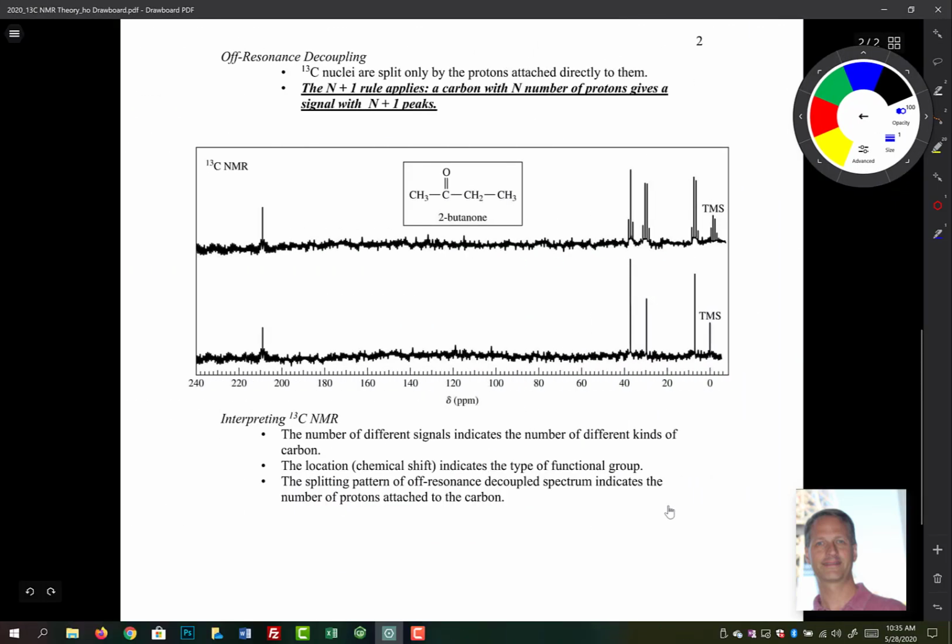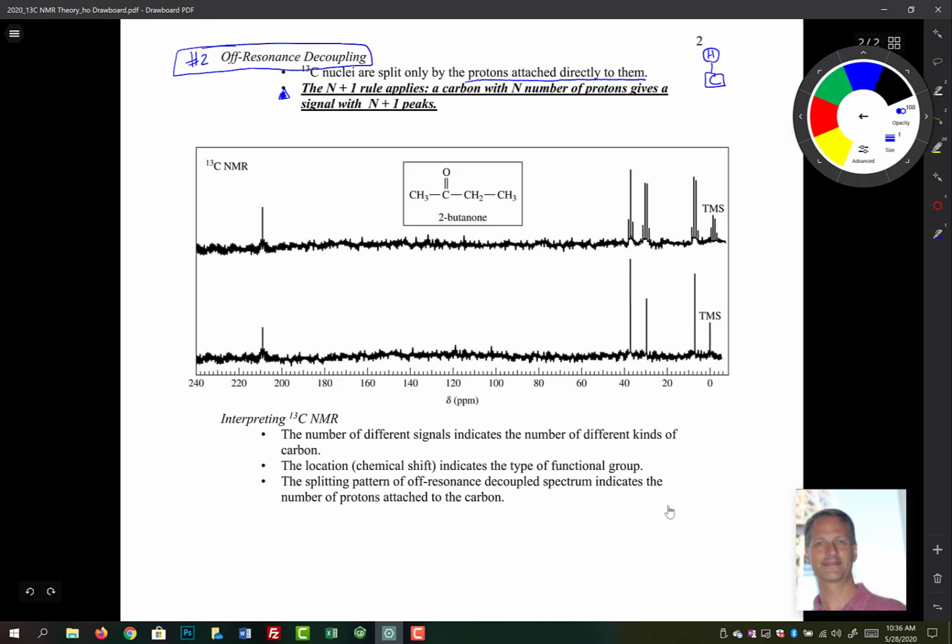Now the other type of carbon-13 that I want to look at with you, so this is our second type, is called off-resonance decoupling. So here the carbon-13 nuclei are split, and they're split by the protons. This is important. Protons attached directly to them. Right, so here that would be split. That H would cause us a splitting on that carbon signal. And because of that, this N+1 rule applies. So a carbon with N number of protons gives a signal with N+1 peaks.